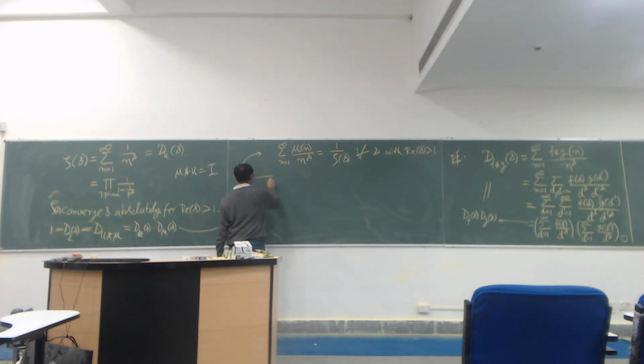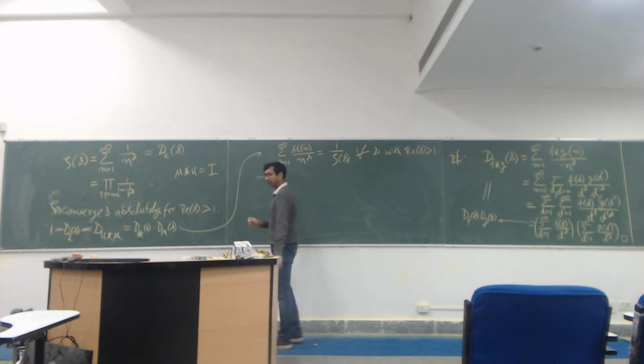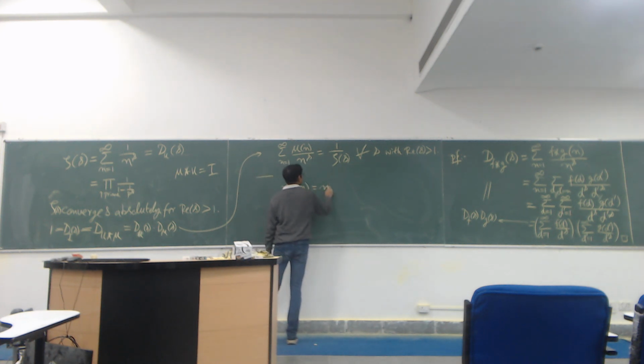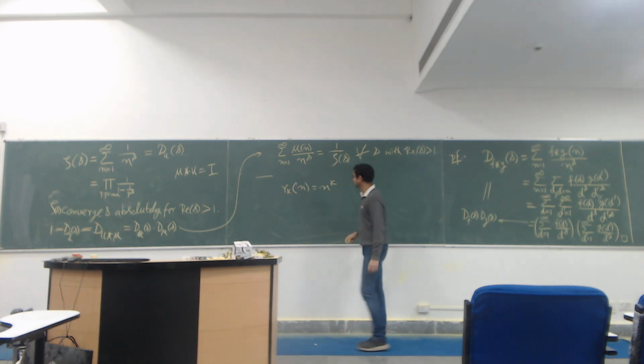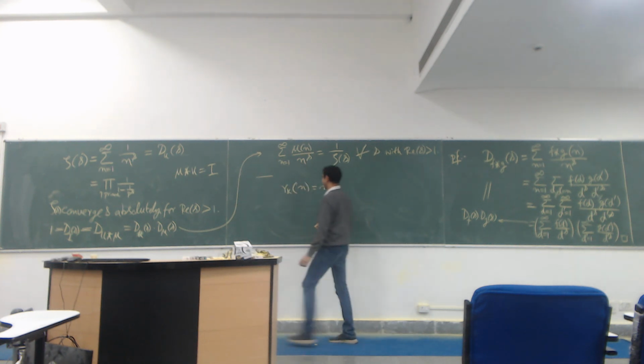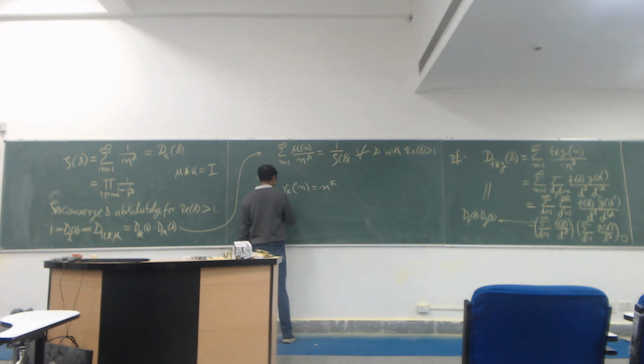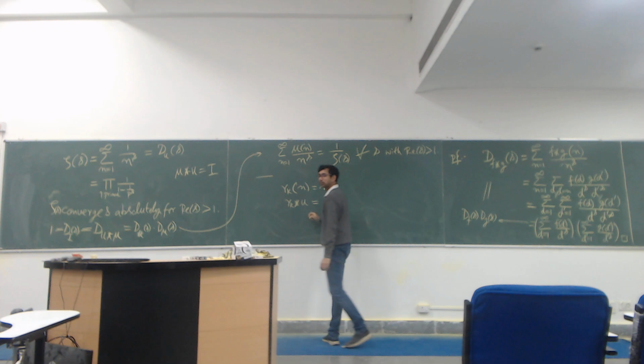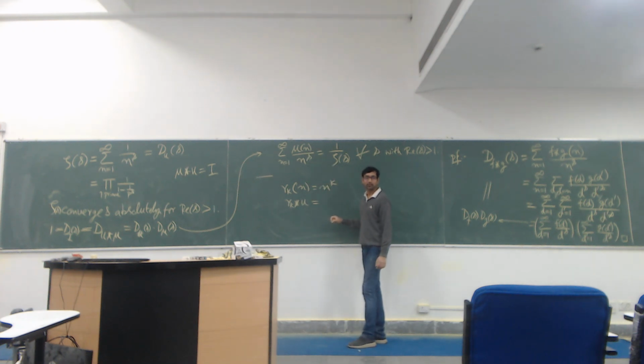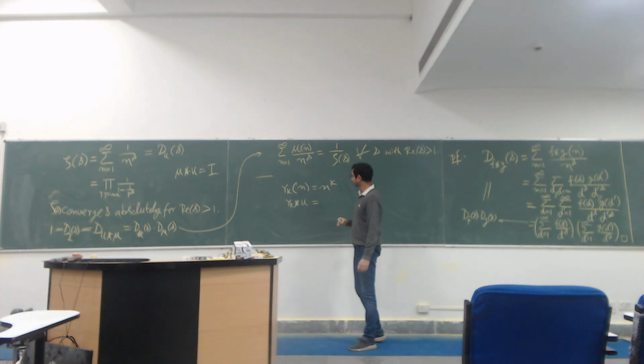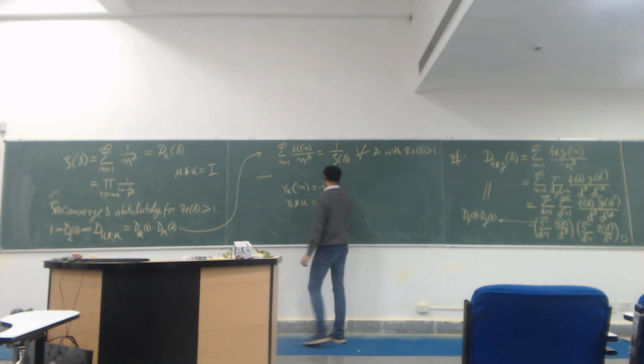Now what else can we do? We defined this function, right? R_k of n was defined as n to the k. And then we saw that R_k star u is what? R_k star u is sigma_k.